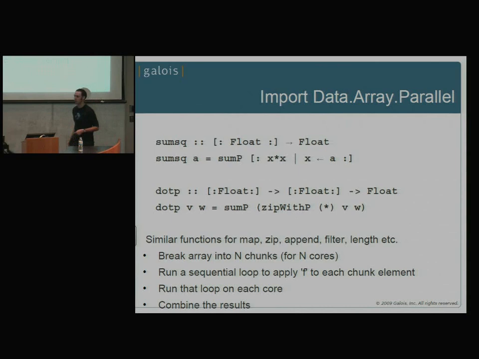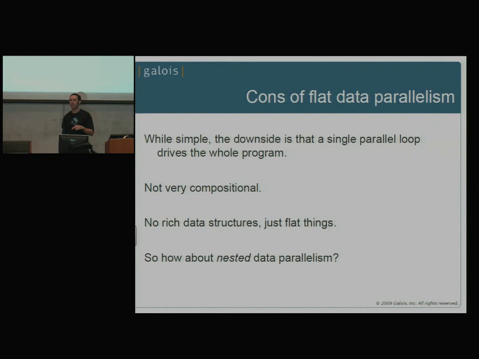The downside, though, is that flat data parallelism is very, very restrictive, right? You have to write all your programs as parallel transformations of flat data. So it's not very compositional as well. If you make a library call that does some parallel stuff, and you make another library call that does some parallel stuff, now you're trying to do twice as much work on the same amount of hardware, and you've just lost all performance.